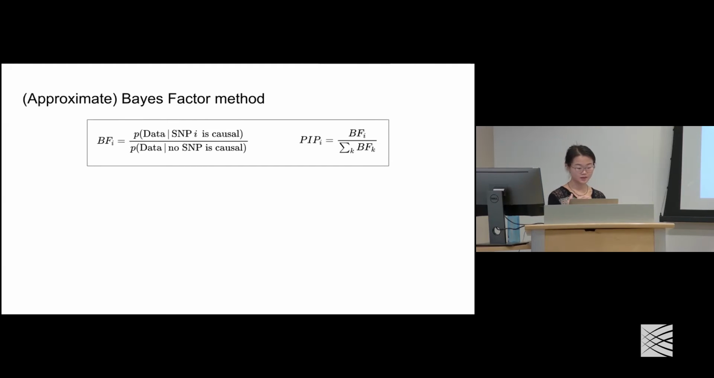And this Bayes factor also has an important property: through a pretty simple derivation, you can translate this into a posterior inclusion probability for each SNP in your locus, just by normalizing all the Bayes factors so that they add up to 1, reflecting the fact that there is only one causal SNP in the locus.